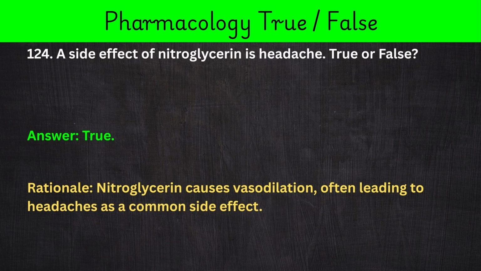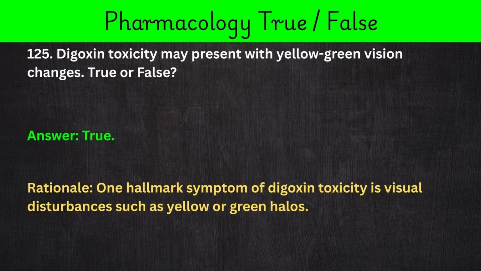124. A side effect of nitroglycerin is headache. True or false? Answer: true. Rationale: nitroglycerin causes vasodilation, often leading to headaches as a common side effect.